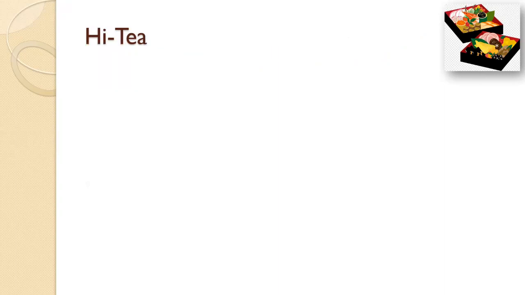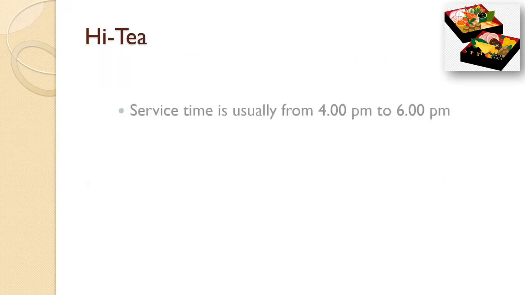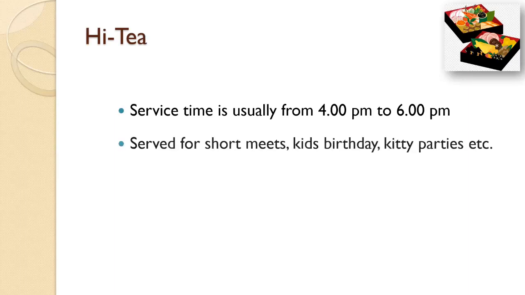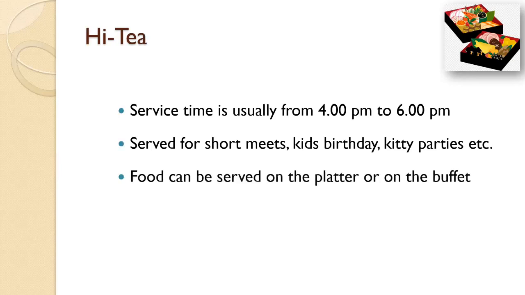Next meal is high tea. It's one of the shorter breaks taken in the evening time. The service time of this meal is usually between 4 to 6. It is a short meal which happens during kids' parties or kitty parties. Food can be served on a platter or on the buffet.